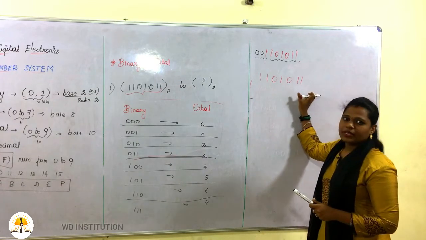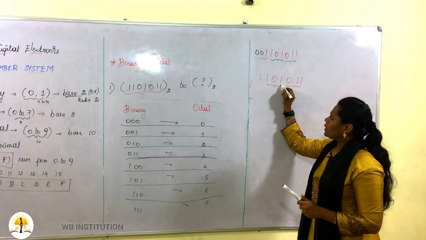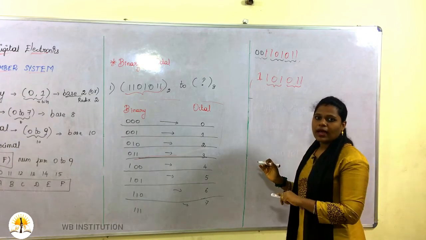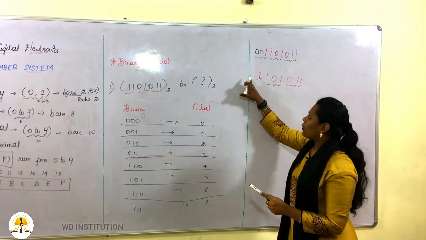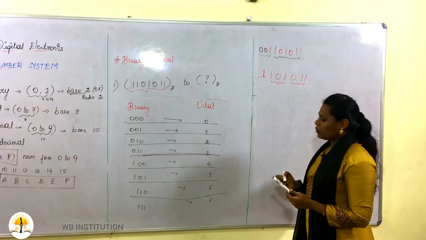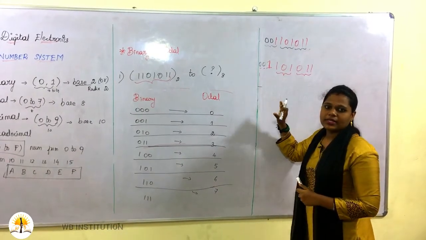11010111. So I am going to split this data from the right side as 3 bits. 3, 3. So this one is left over. For the number that is left over, you need to add zeros. How many digits are required here? See, 1 digit is here. 1, 2. 2 is remaining. So you need to add 2 zeros in order to make it 3 bits.